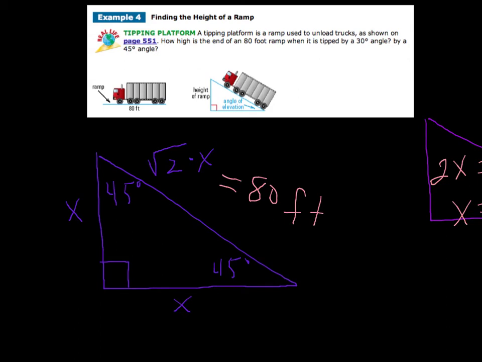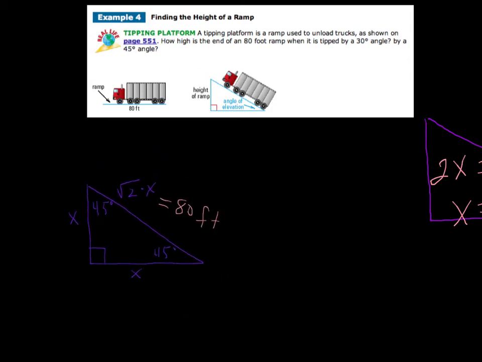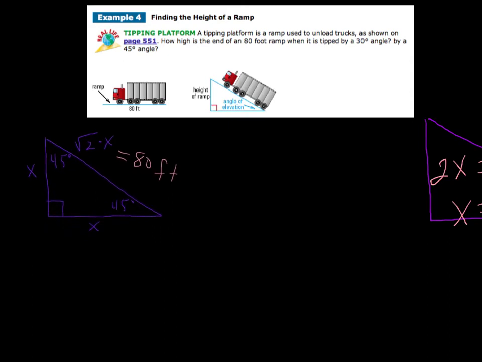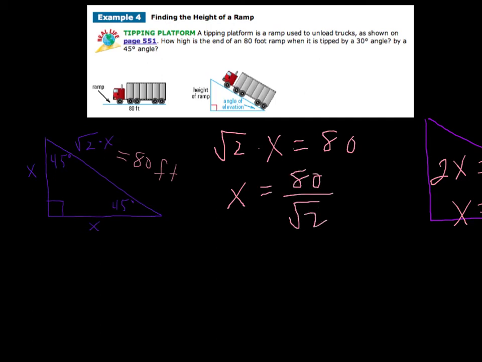So what we should do is just shrink this down and give us a little bit more working space. And we're going to solve for x. So radical 2 x is equal to 80. So x is equal to 80 divided by radical 2.